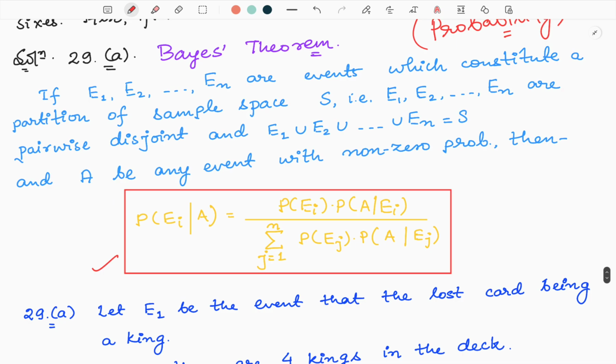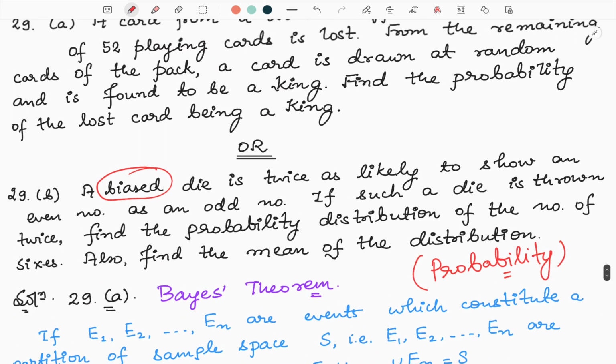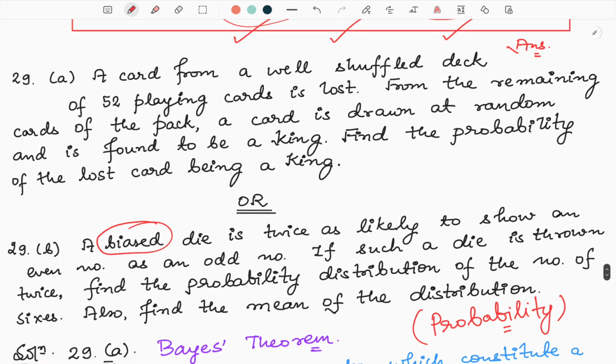Now the value of n depends on the conditions given in the question. Like in the given question, the value of n is 2. So the question is asking: from a pack of well shuffled deck of 52 playing cards, if a card is lost, that means the number of cards remaining will be 51. Now from the remaining cards, a card is drawn at random and is found to be a king.